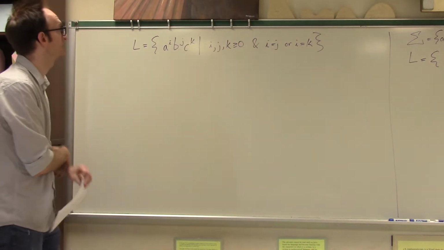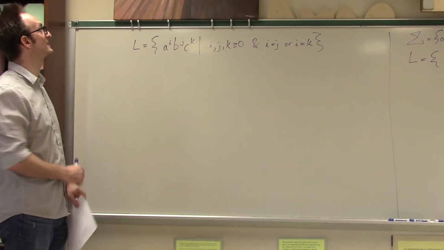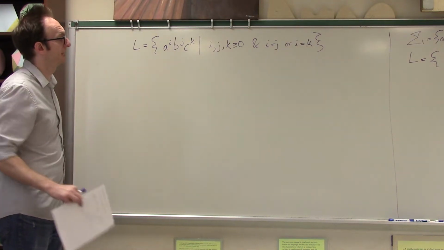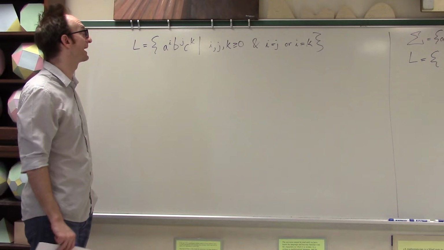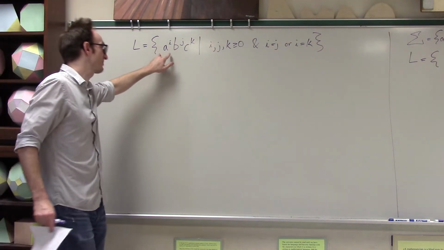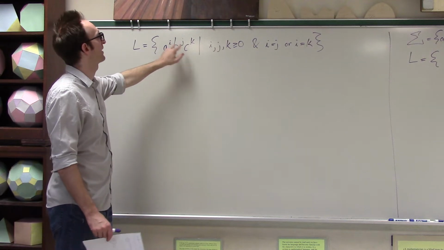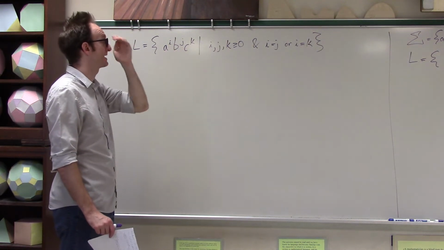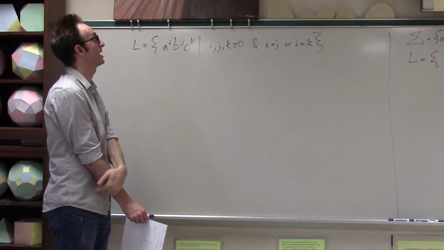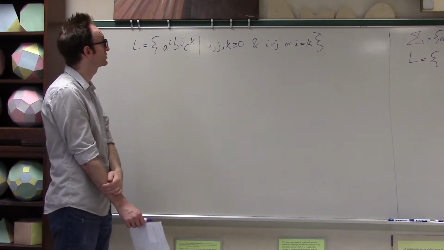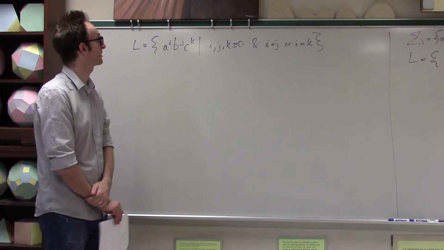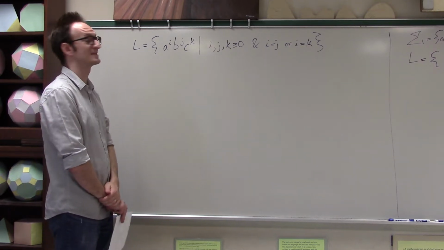Here we have a language, a to the i, b to the j, c to the k, where i, j, and k are all greater than or equal to 0, but i equals j or i equals k. So in other words, take a string consisting of some number of A's followed by some number of B's followed by some number of C's, and the language is a language in which every string has either the same number of A's as B's or the same number of A's as C's.